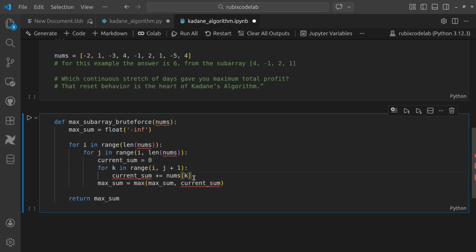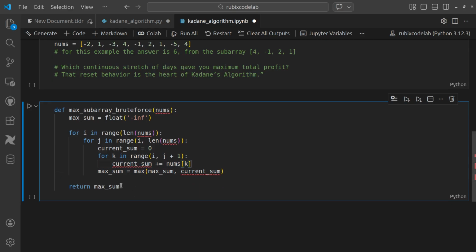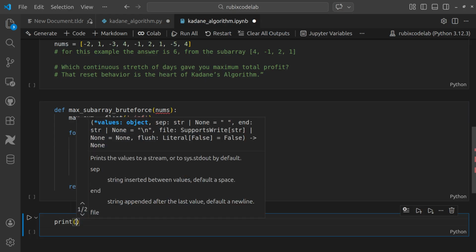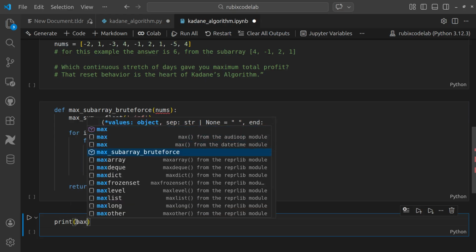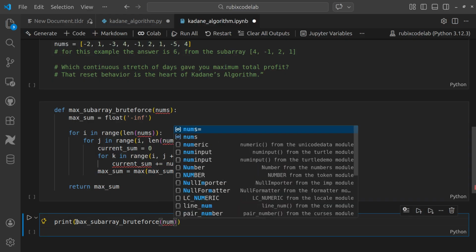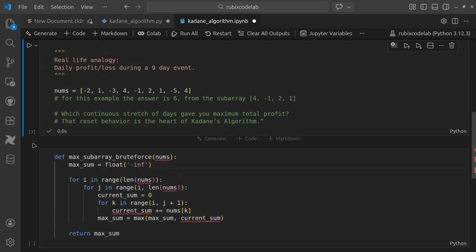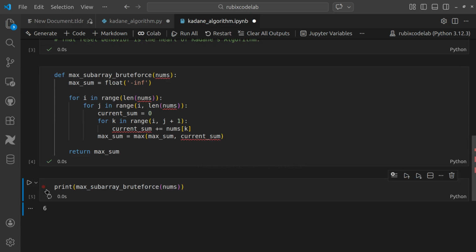Consider if the array size is 10,000, this will not survive. Even optimizing the inner sum to remove the third loop gives you order of n squared. Still too slow, right? Let's try running this and see what it gives. Well, you get the answer. It works, but it's inefficient.